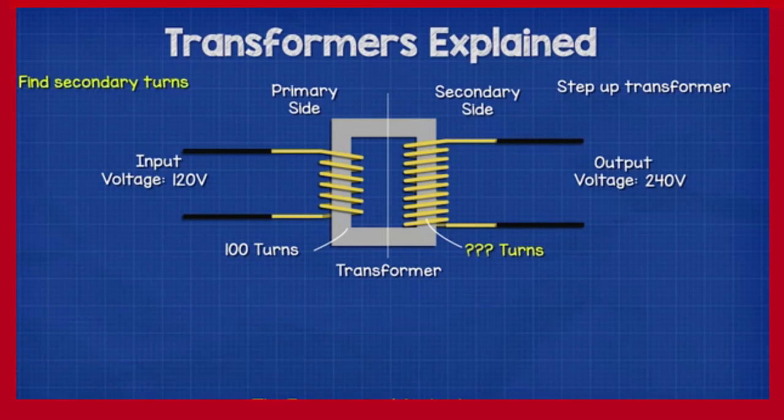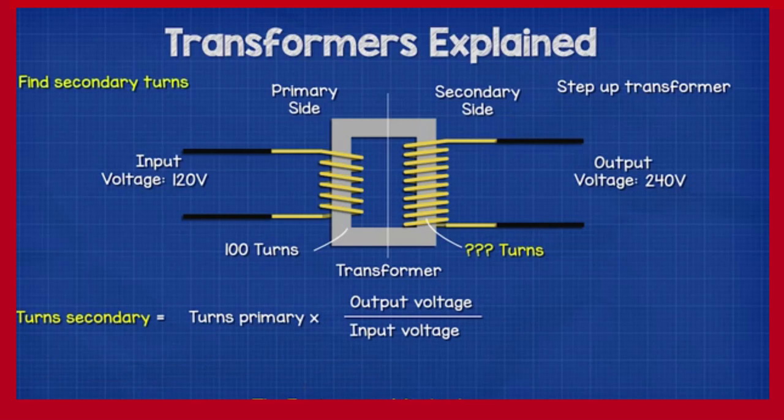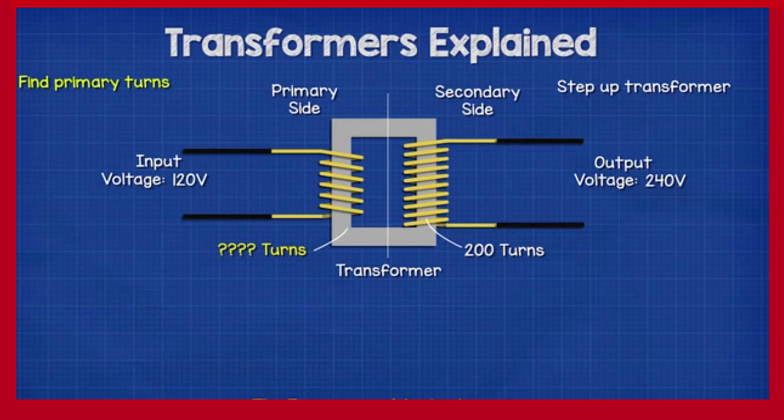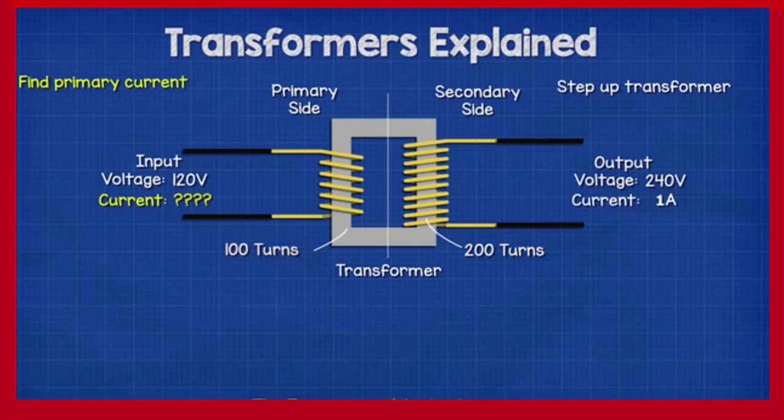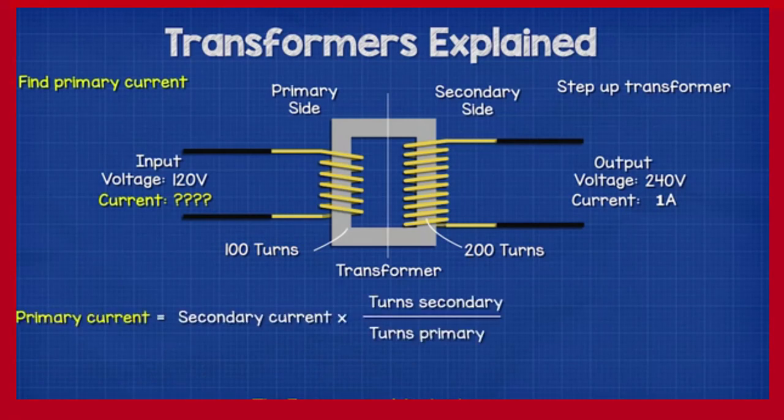If we wanted to find the number of turns on the secondary side, and we knew the voltage and primary turns, then we could use this formula. If we wanted to find the number of turns on the primary, then we could use this formula. If we had a current of 1 amp on the secondary, then we find the primary current by using this formula. And we see the answer is 2 amps.